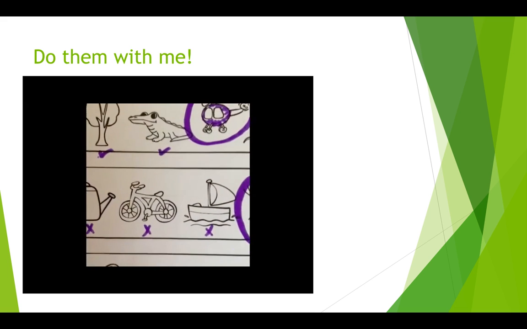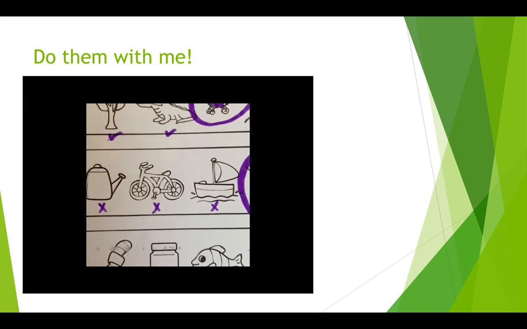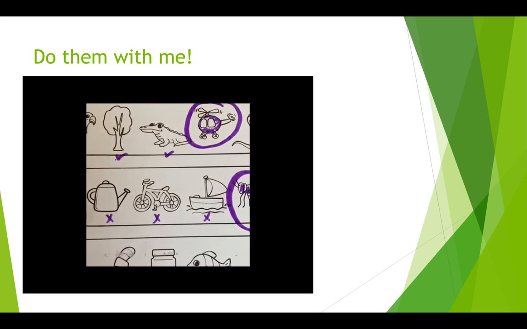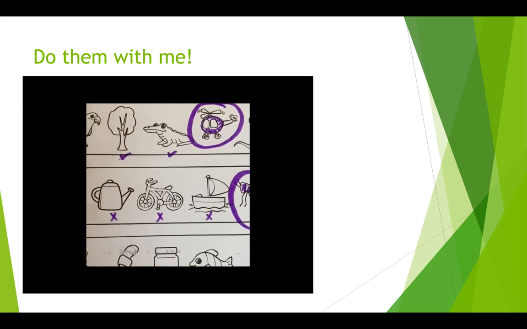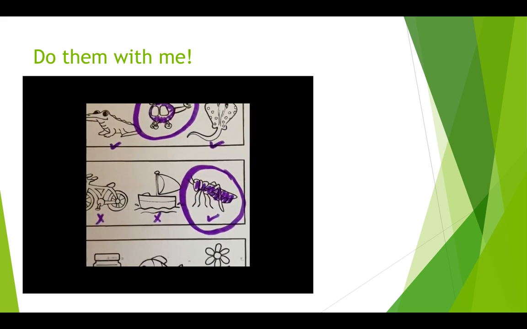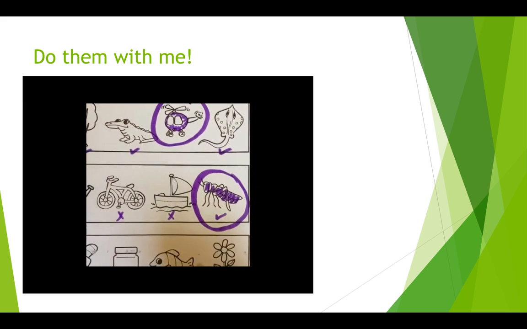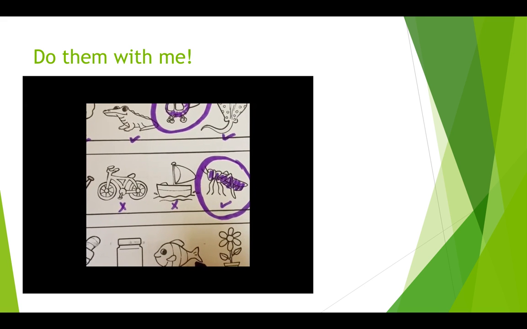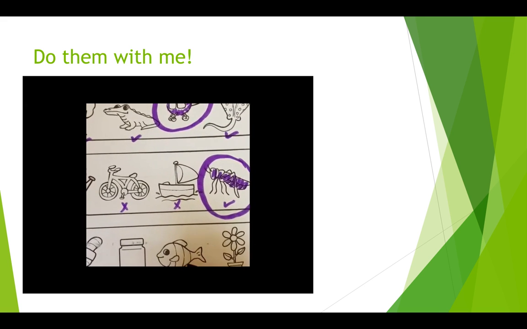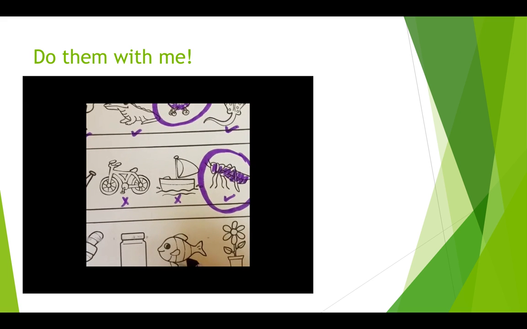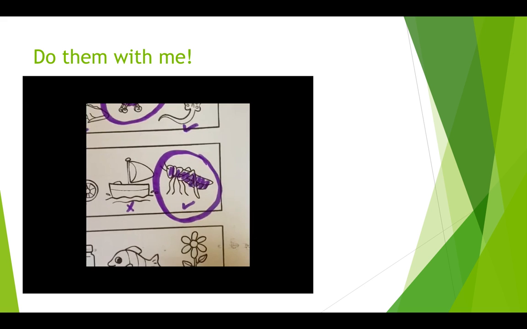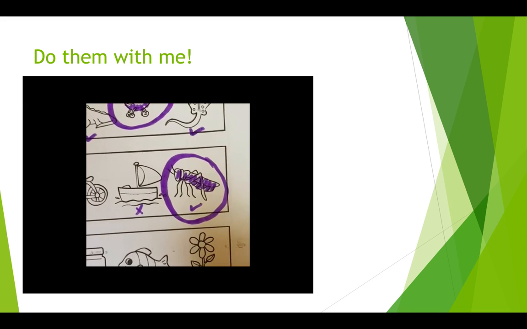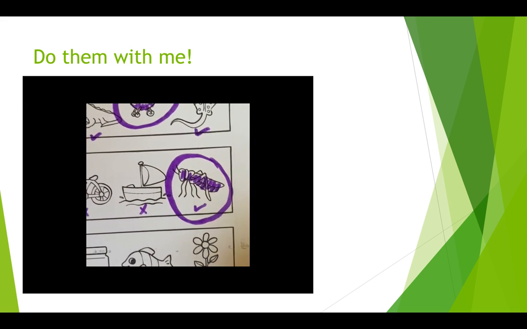What about a jar? That is right. A jar is not alive because it doesn't need food, it doesn't breathe, it doesn't move or grow. And what about a fish? Yes, a fish technically doesn't necessarily breathe, but it does need water, it does need food, it does grow, and it moves. And what about the flower? Exactly, the flower also needs water, it breathes, it needs food, and it does grow.